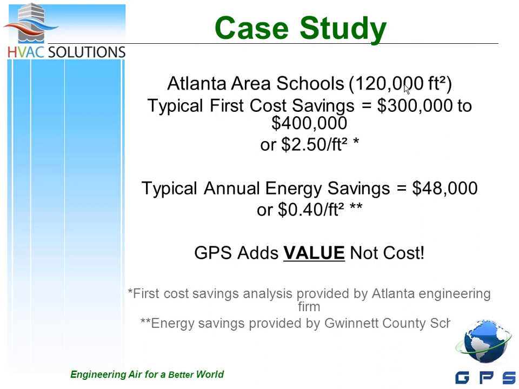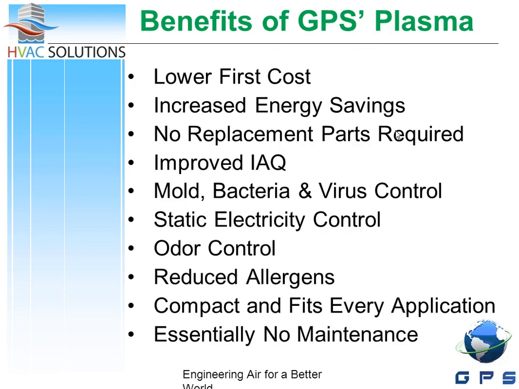Here's an example. There's a school in Atlanta, 120,000 square feet. It saved them in the neighborhood of $300,000, but because we were keeping coils clean and other things like that, it saved them $48,000 a year in energy. So it saved them cost-wise up front because they were able to downsize the chiller, and then it was able to save them monthly after that.